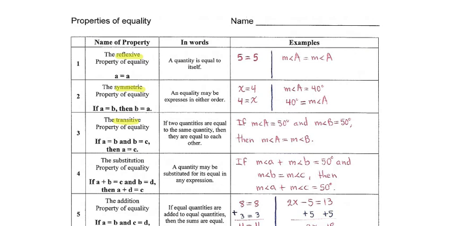So what this says is that if you have two quantities that look different initially, but both of them are equal to the same quantity, then these two quantities that look different are really equal to each other because both of them are equal to 50 in this case. So what this says is that you can actually combine two equations into one by using the transitive property.